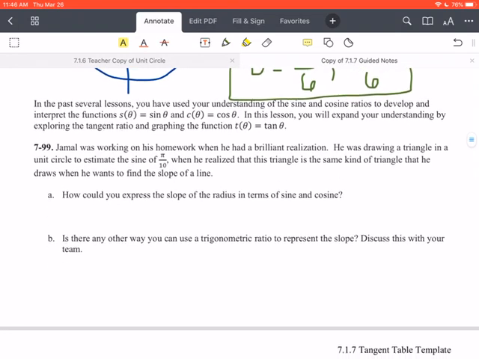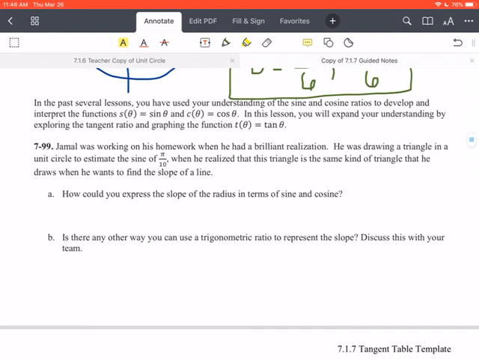It says, in the past several lessons, including those before spring break, we have used our understanding of sine and cosine ratios to develop and interpret the function s of theta equals sine theta, c of theta equals cosine theta. We utilized our knowledge from geometry with what we call right triangle trig. In this lesson, we are going to use our understanding to start exploring the tangent ratio. Remember, SOHCAHTOA. TOA. So we've been working with SO and CA, but now we're going to look at that idea of tangent.